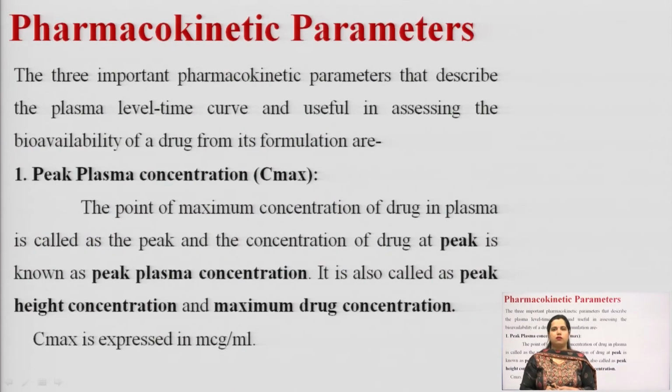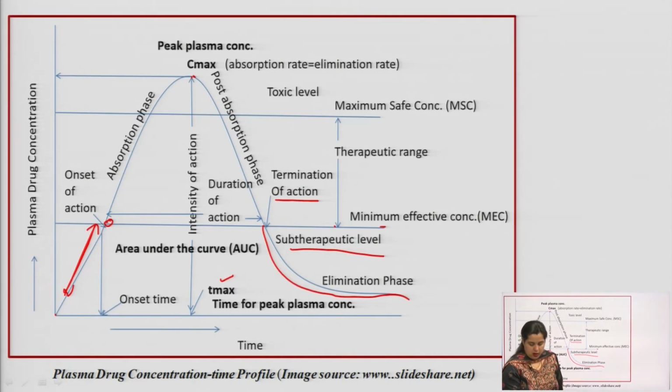Pharmacokinetic parameters. The three important pharmacokinetic parameters describe the plasma level time curve and are useful in assessing the bioavailability of a drug from its formulations. So, how do we assess the bioavailability of a drug, that means, if we say that the drug bioavailability is 50%, 60%, 80% through this route of administration, how can we assess it? Through this plasma concentration time profile curve.